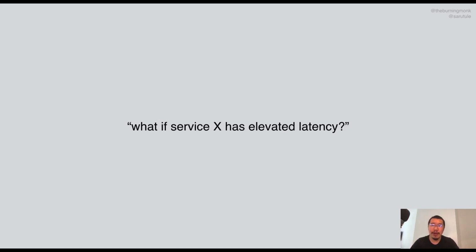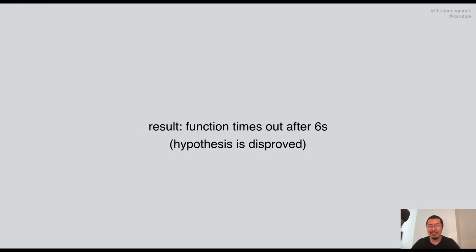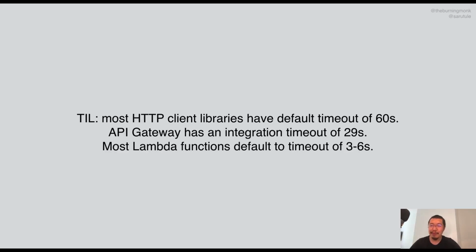So let's try another experiment. What if a service that we depend on is having elevated latency because it's running on servers and its resources are being exhausted, so it can't respond to requests quickly? Well, we already have some retry logic around those API calls, so the hypothesis is that we should handle it just fine. So we run the experiment, and what happens? Well, the function still times out after 6 seconds. I mean, geez, we're just not very good at this thing, are we? So what happened? Turns out we have a mismatch of timeouts here.